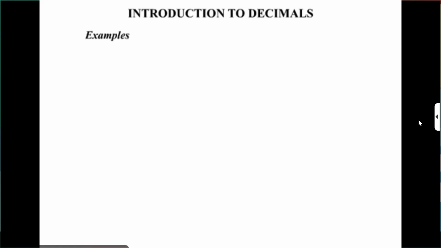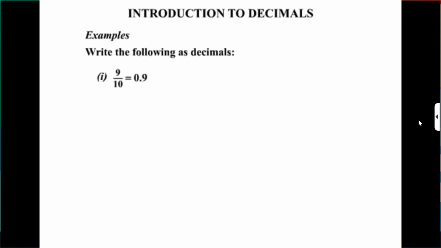Taking the first example, we need to write the following numbers as decimals. The first one is 9 by 10. We can directly count the number of zeros after the one in the denominator and put the decimal point, counting the digits from the rightmost. So this equals 0.9.